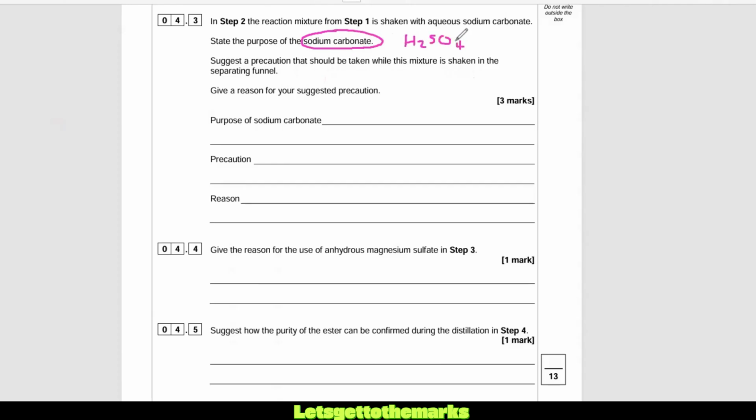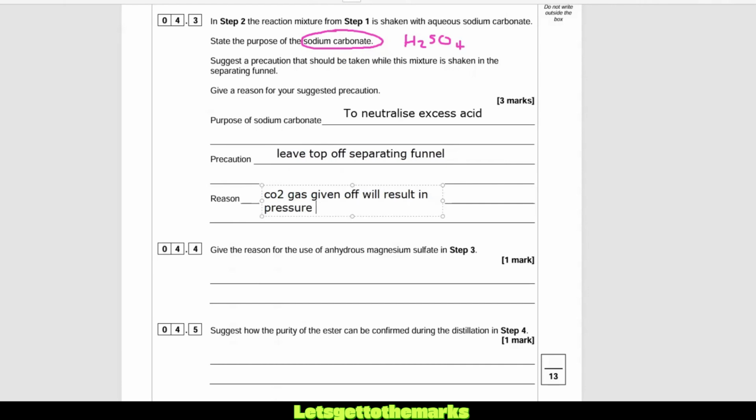Right. Well, we've got sulfuric acid reacting with the sodium carbonate, but really it's not so much the sulfuric acid, that's the catalyst. It's more likely going to be any excess carboxylic acid, because we were using propanoic acid. So it's going to get rid of any excess carboxylic acid, going to neutralize it. And why should we leave the top off the funnel? Well, carbonates, what do they produce with acids? They make salt, carbon dioxide, and water. Carbon dioxide's a gas. If you had a lid on the top of the separating funnel, boom, it will explode. So separating funnel, don't get it confused with the Liebig condenser.